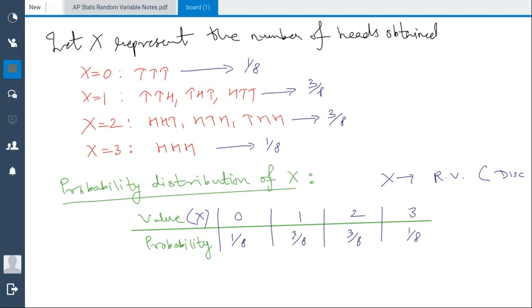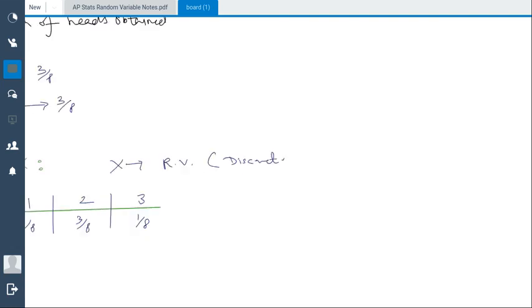It cannot take infinite value. We will discuss the difference between discrete and continuous in a while. Don't worry about it. I am just giving you a small brief beforehand. This is a discrete random variable.